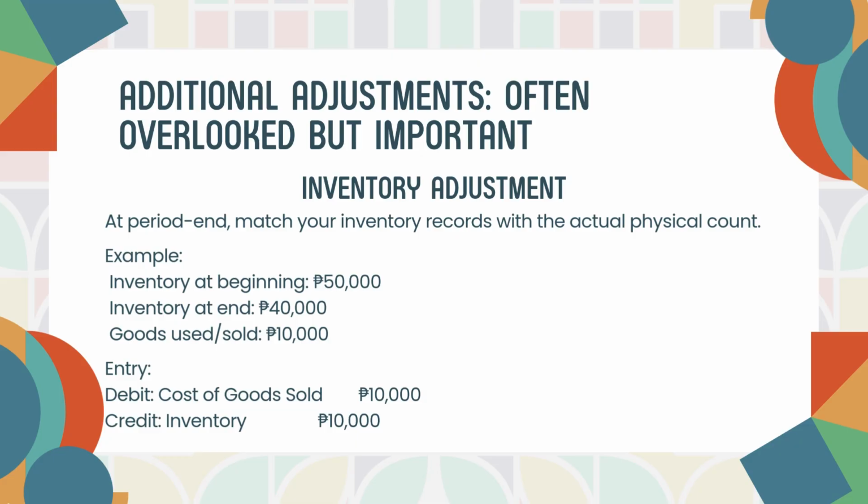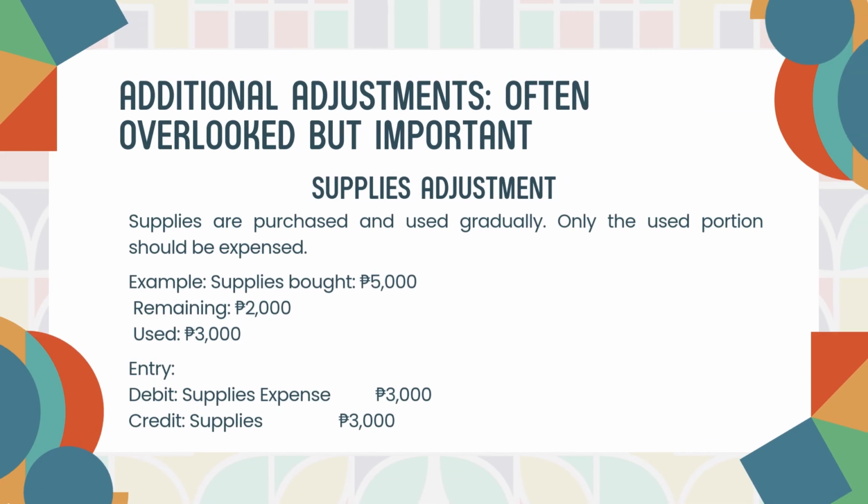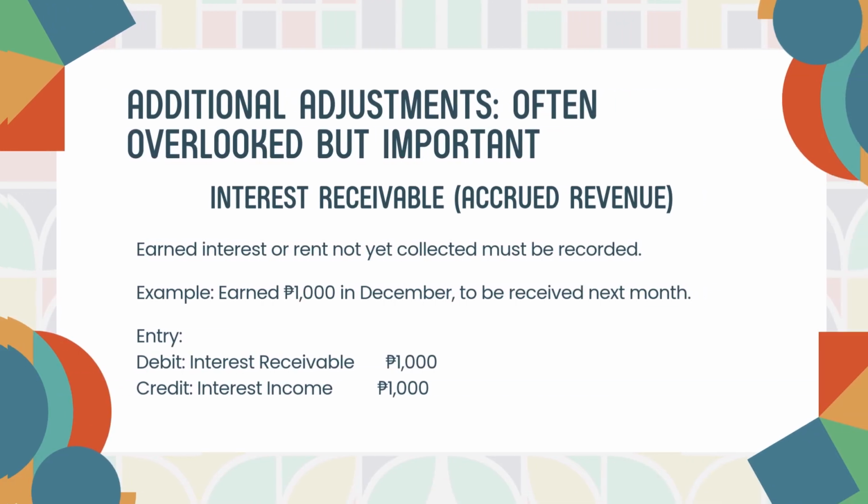Credit, inventory, 10,000. Supplies adjustment. Supplies are purchased and used gradually. Only the used portion should be expensed. Example, supplies bought 5,000, remaining 2,000, used 3,000. Entry, debit, supplies expense 3,000. Credit, supplies 3,000.